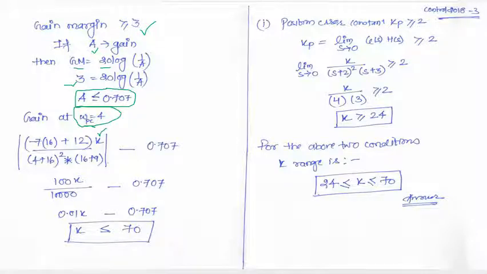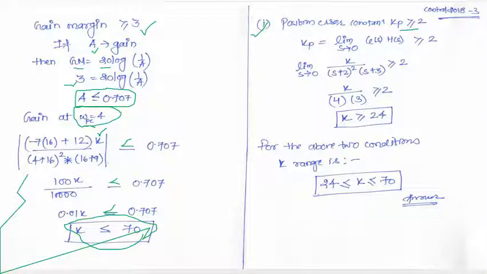So if you solve in this way, you will find, okay, let me correct it, this is less than or equal to, so the less than or equal to sign will come. You will find that k turns out to be less than 70. That means when k is less than 70, you will find that the gain margin is greater than 3. Now the first criterion was that the positional error constant must be greater than 2.